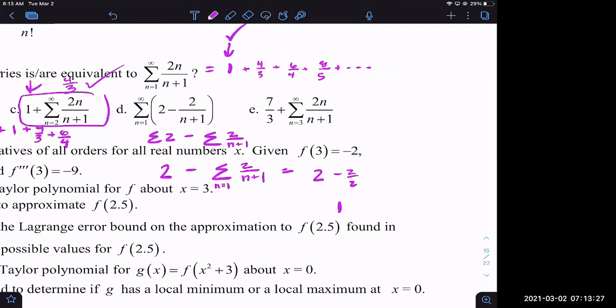So let's plug in 2. If we plug in 2, we'd have 2 over 3. So we're minusing a 2 over 3. So I don't see that being the 4/3. I'm thinking no. What do you guys think? Let me do a quick check. Wouldn't it still be 2 minus 2/3?